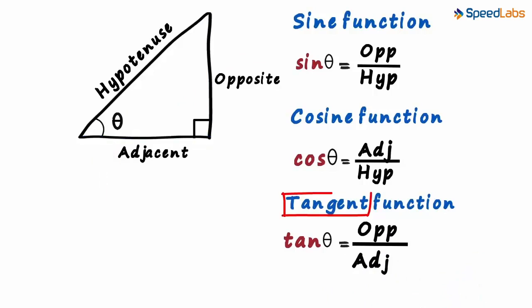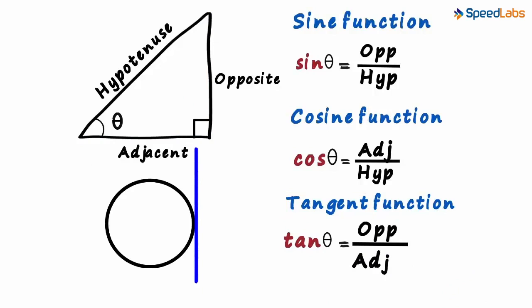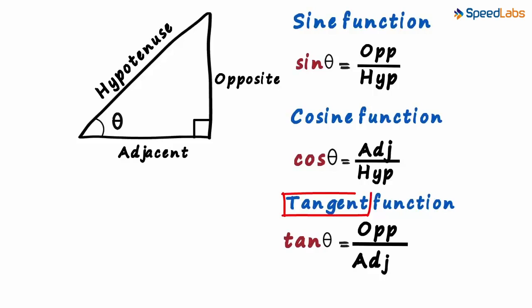But the word tangent sounds familiar. Isn't it a line which meets the circle at just one point? Yes, that's correct. But we don't see a line or a circle anywhere in the picture. Don't worry about it now. You will know why it's tangent in one of our other videos.